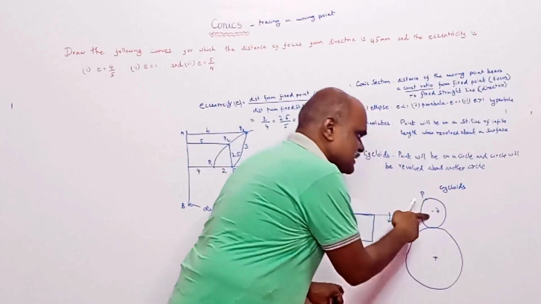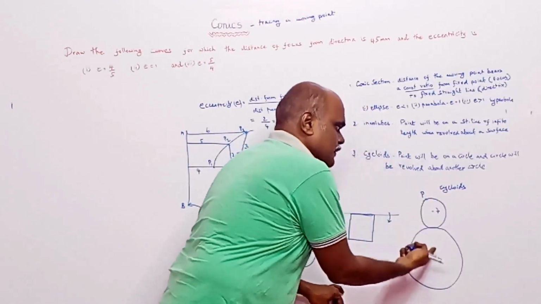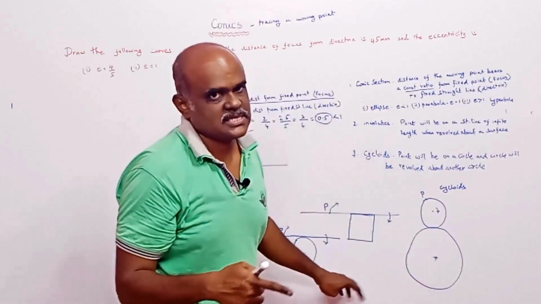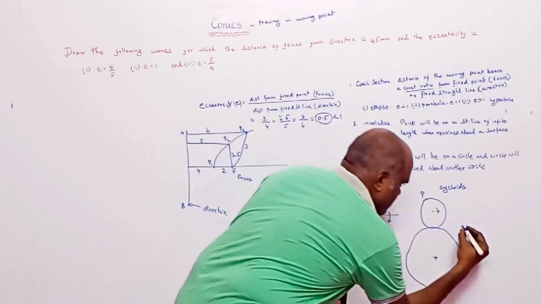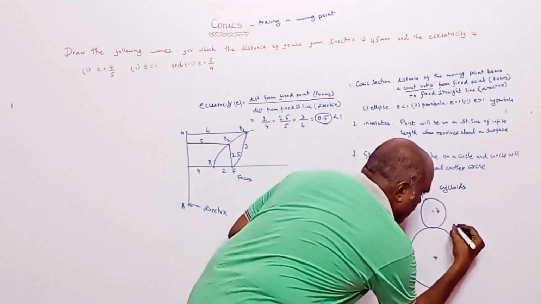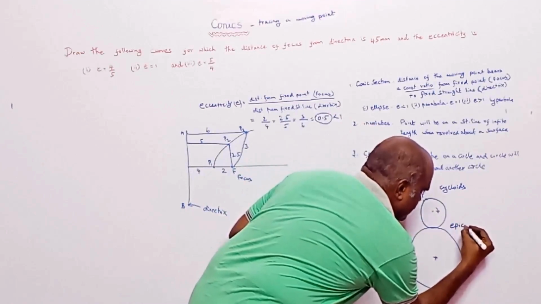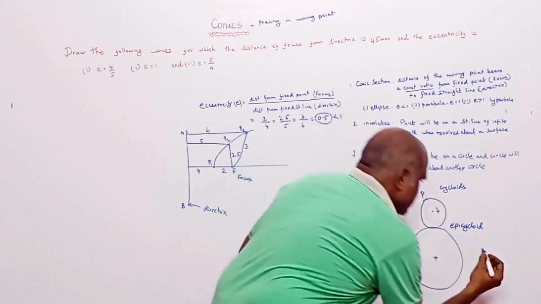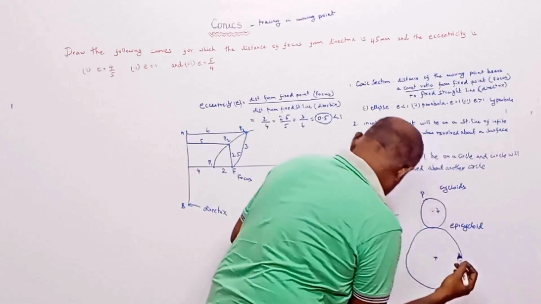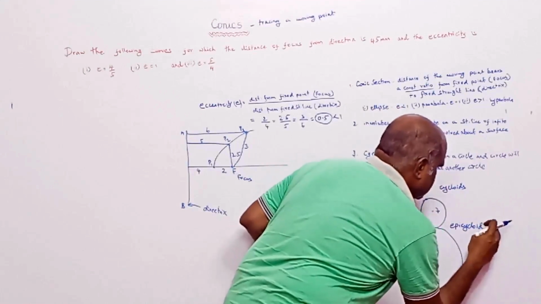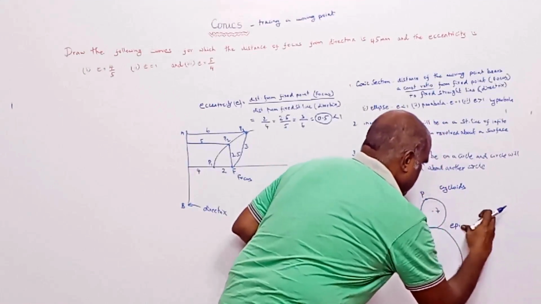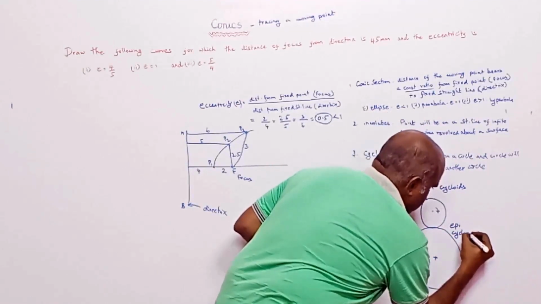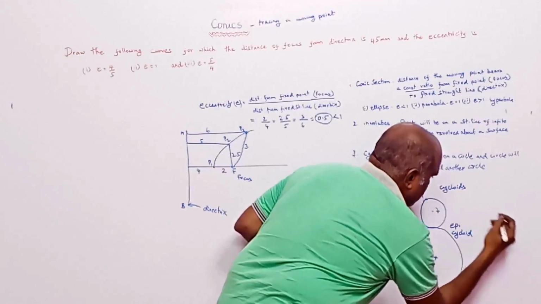If the rolling circle is rolled above the circumference of the larger circle, it will form an epicycloid. Just due to shortage of space, I am writing it like this, so that's epicycloid.